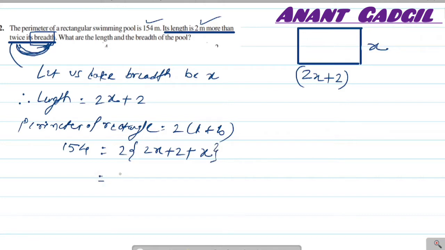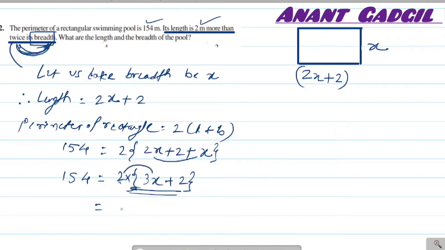We can do it in different ways. So first I am going to solve the bracket. 2x plus 1x is 3x, 3x plus 2. Now what can I do? I can multiply this bracket here by 2, or I can take this 2 on the other side and it will become divided. So there are two options. Okay, I am going to multiply this bracket by 2.